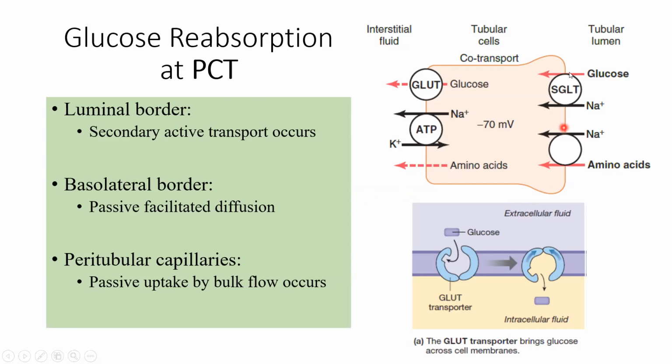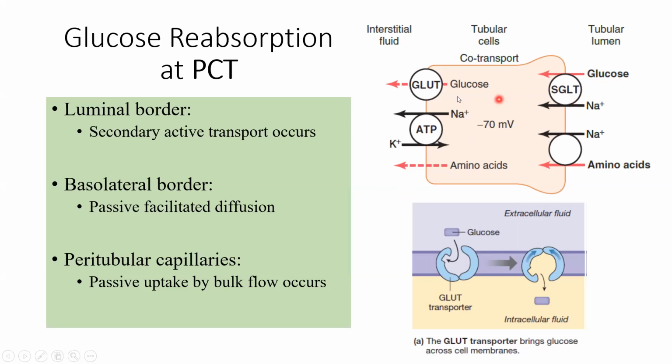As you can see, at the luminal border, you have secondary active transport, which basically means that the gradient for sodium, which was created by the ATPase, is used to bring in sodium, and coupled with it, you have glucose, which couples with sodium, and this is the sodium glucose transporter. You have lots of these transporters at the luminal border at PCT, and hence you can have lots of glucose reabsorbed into the cell.